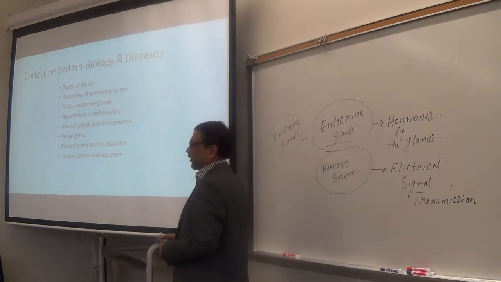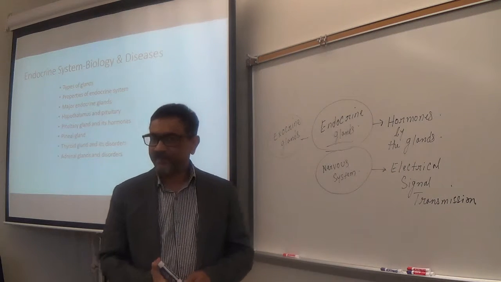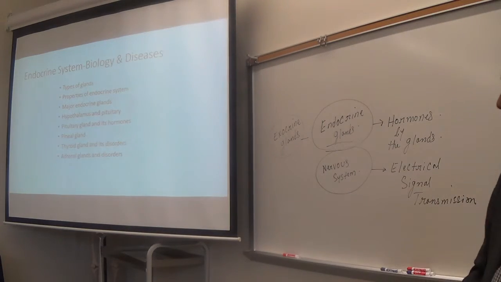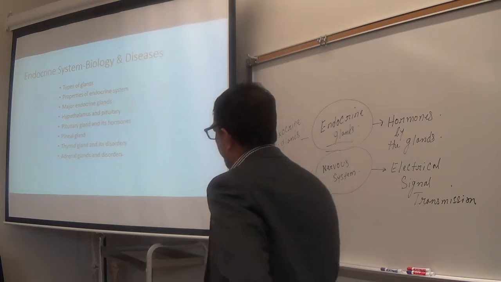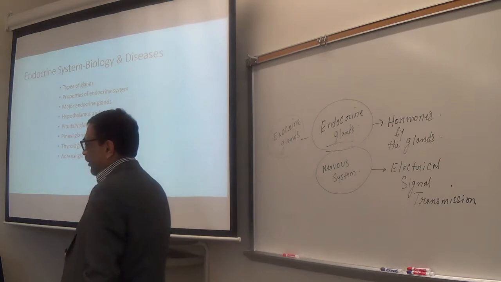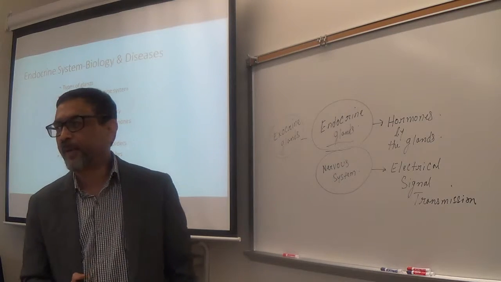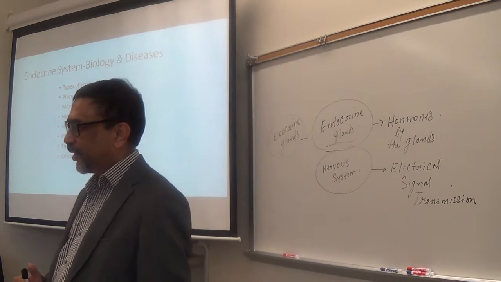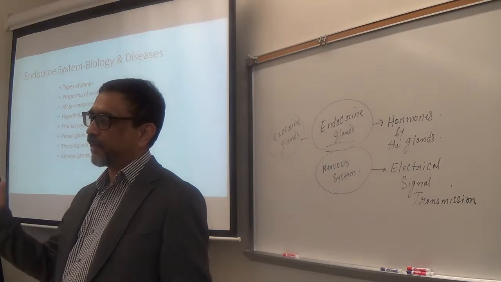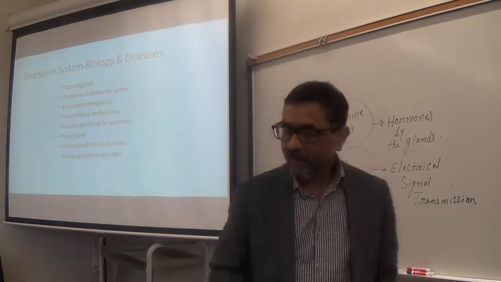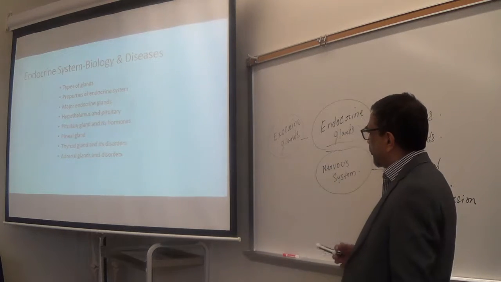So first, we'll see the differences between the exocrine and endocrine glands. Then we'll talk about the location of major endocrine glands in the body, where the endocrine glands are located in the body. Then we'll talk about their functions.